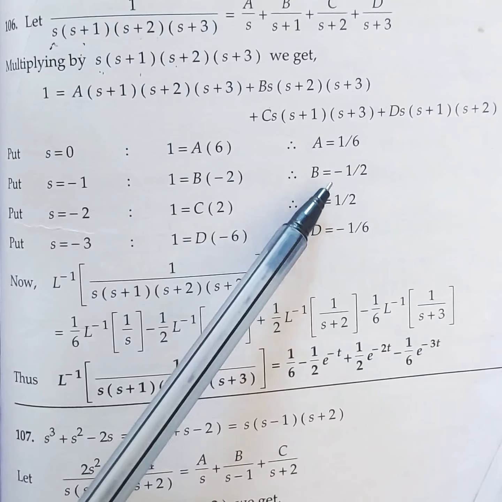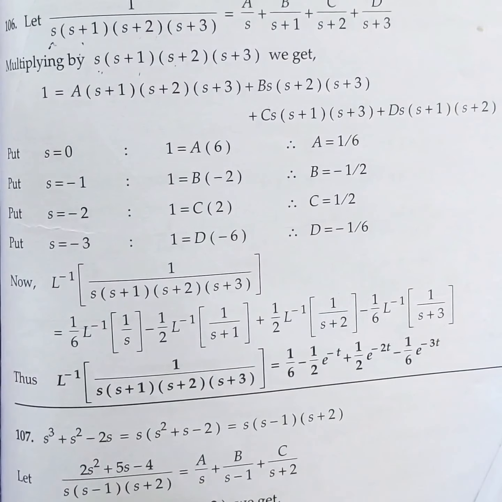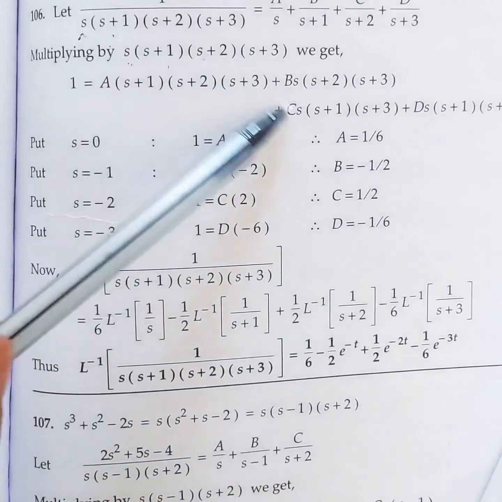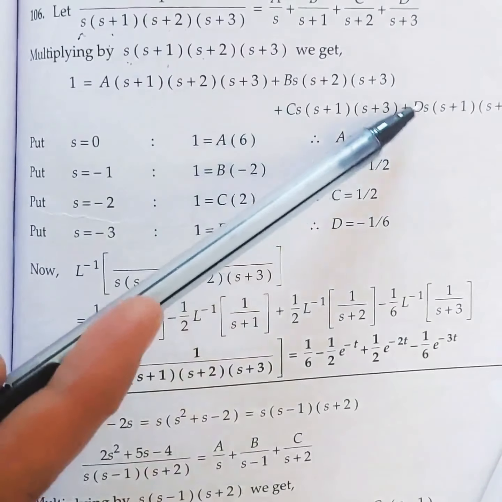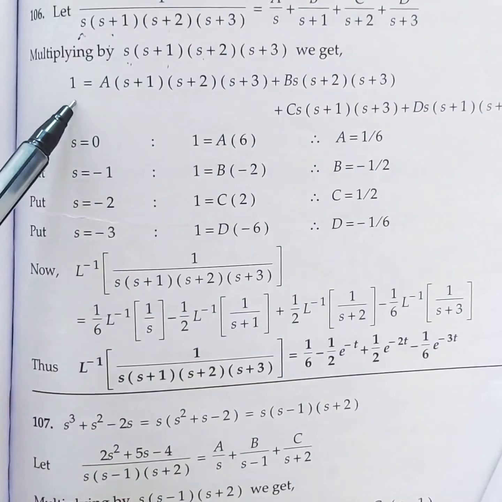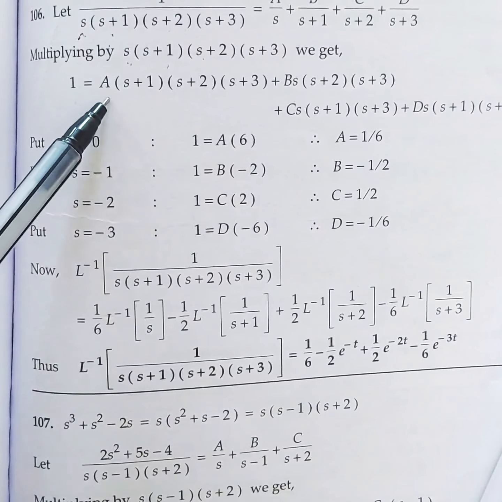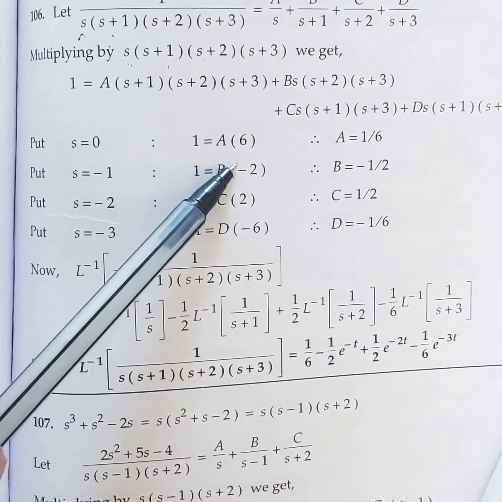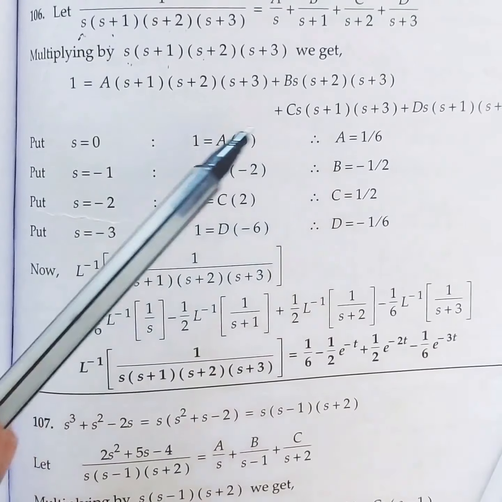Similarly, if you substitute s as 0, then what will happen? b will become 0, c will become 0, d also will become 0. I will get only a. 1 is equal to a into 1 into 2 into 3. So 1 is equal to a into 6, therefore a is 1 by 6.